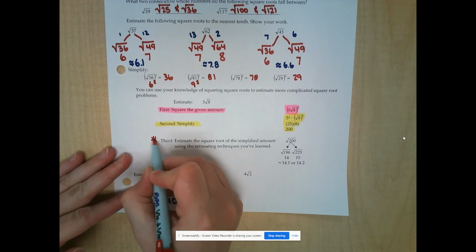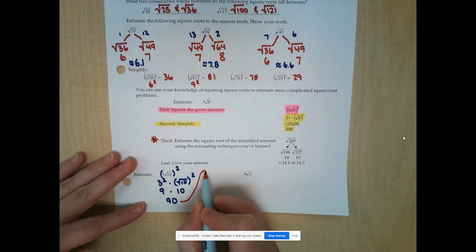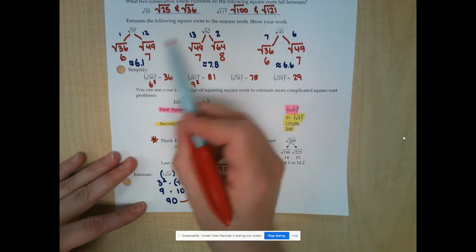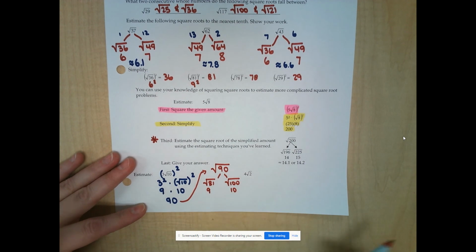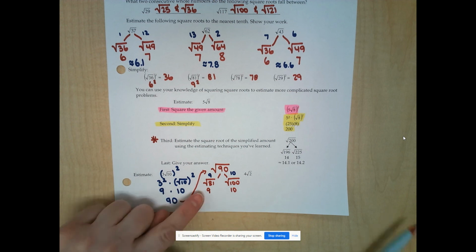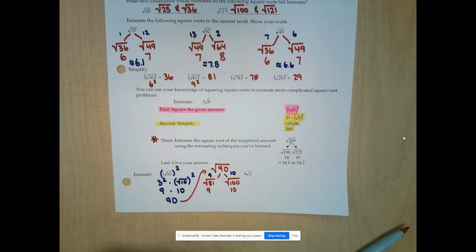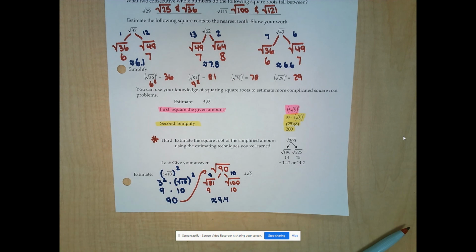Now we're going to go to that third step. That third step says estimate the square root of the simplified amount. So I'm going to take this and say, what's the square root of 90? That's what we did right above. The square root of 90 is between the square root of 81 and the square root of 100. The square root of 81 would be 9. The square root of 100 would be 10. Now, how close are we? We're 9 away on the left side and we're 10 away on the right side. We are pretty close to split down the middle, just slightly closer to 9. So we would probably go with something like approximately 9.4. In the middle, but just slightly closer to 9.